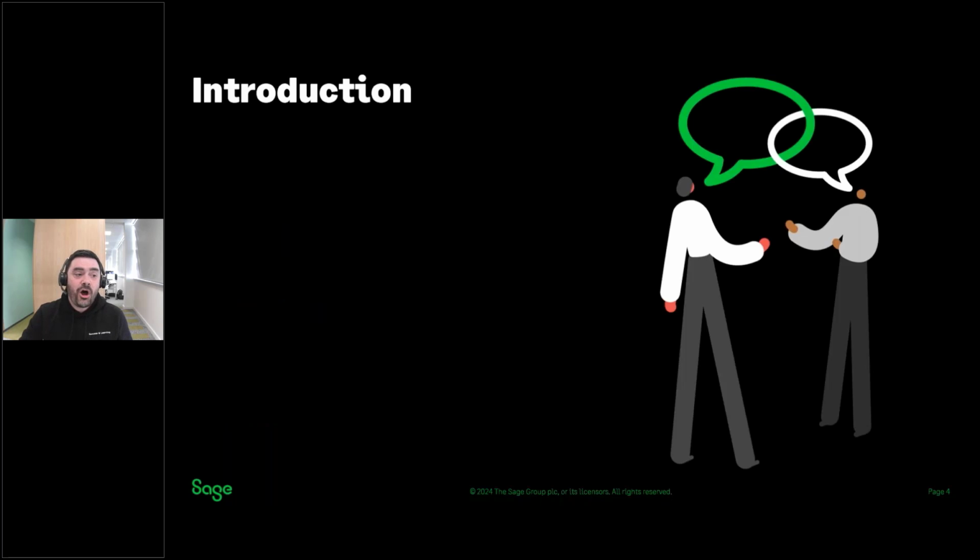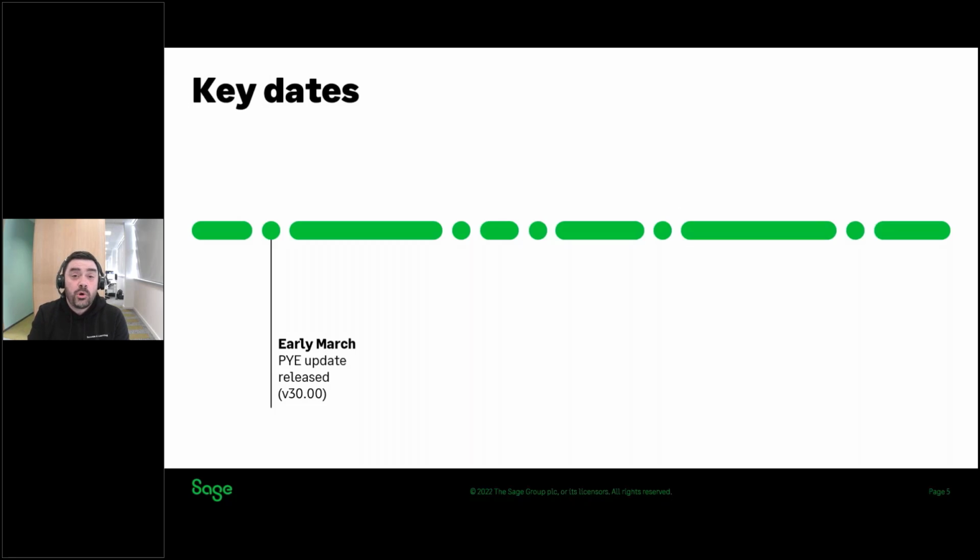Let's get straight on to our introduction, where I'm going to run you through some key payroll year-end dates. So the first one on our timeline is early March. That is the release date for our payroll year-end update. It was actually released yesterday and is available as both an automatic update in your software and as a manual download from our help center. So that is version 30. And Alice is going to talk to you about how to get that installed and get everything updated.